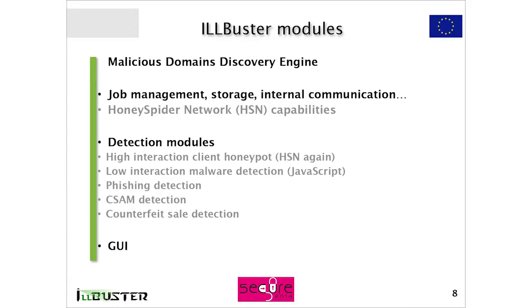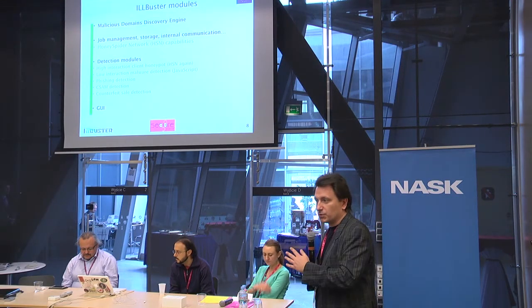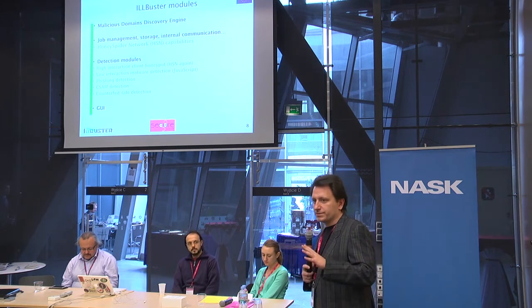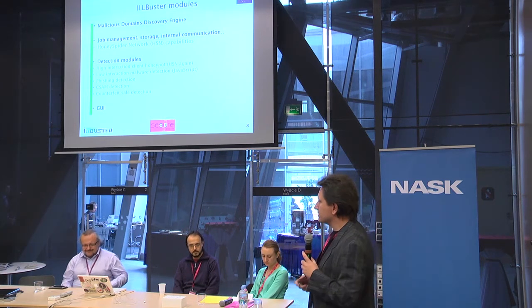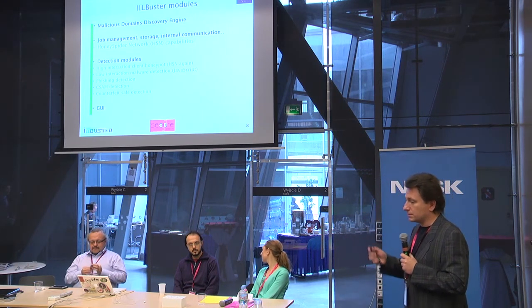So basically, finishing the general part of the presentation, we have four basic parts of the system. The malicious domains discovery engine, that part in the beginning I talked about, which is something developed in this project, something relatively new, just a new source of URLs. The boring part, job management, storage, internal communication, and so on. These are things that are very important, but not particularly interesting, and mostly solved because we're based on the HoneySpider Network infrastructure.